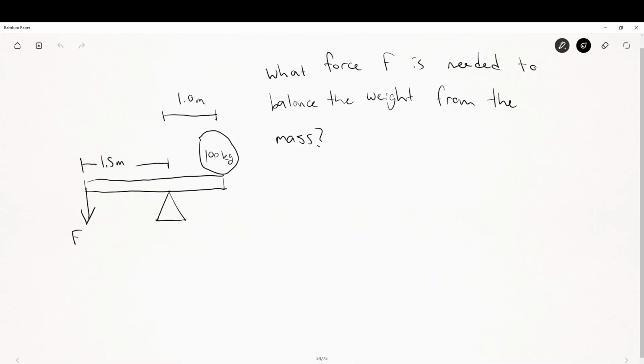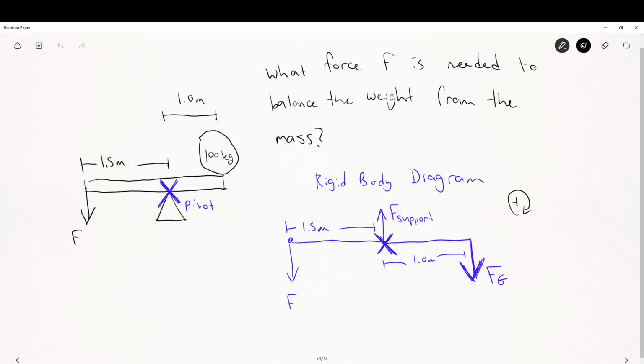And I can ask, okay, how much force does there need to be to support the mass, or to balance its weight? Well, there are 3 forces in this problem. There's the force that's pointing down on the left, there's the force from the 100 kilogram mass, and there's the force that the little triangle exerts upwards on the seesaw to keep it from falling down. I'm going to call that the support force.